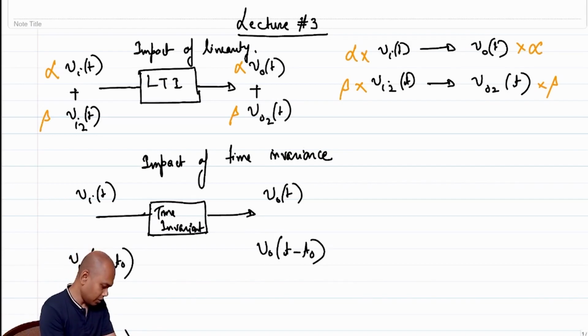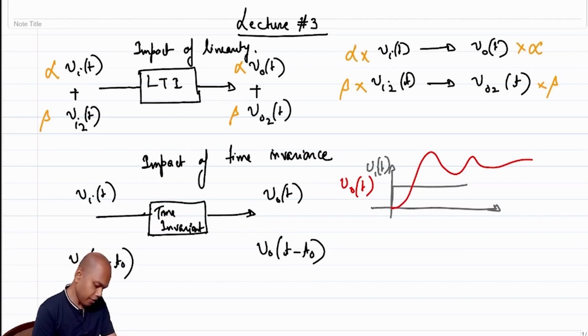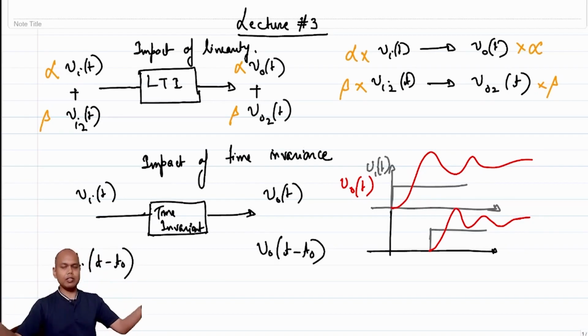So if I essentially have to sketch these, this means that if Vi(t) was, I don't know, maybe a step, and Vo(t) was maybe something like this. So if Vi(t) gets delayed, then Vo(t) will also get delayed, and it will keep the same shape and size and everything, right? Just that it will be a delayed version. Simple concept, but extremely powerful for analysis purposes, as you will see shortly, right?